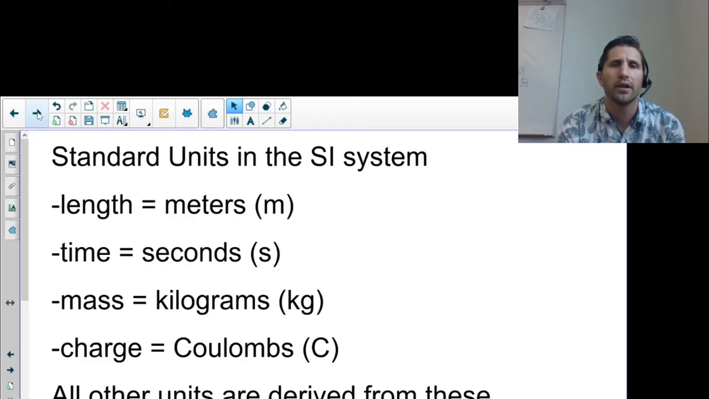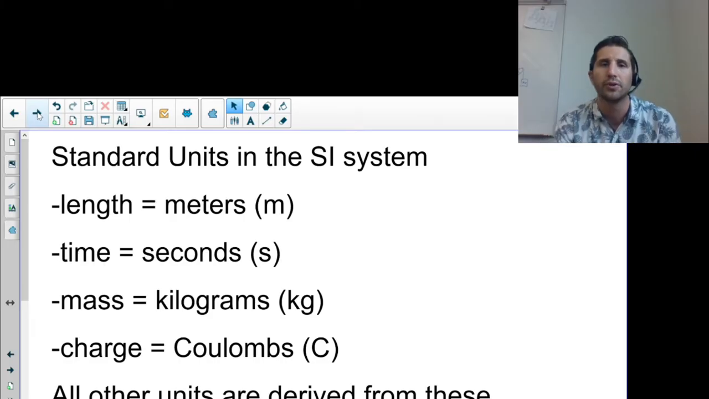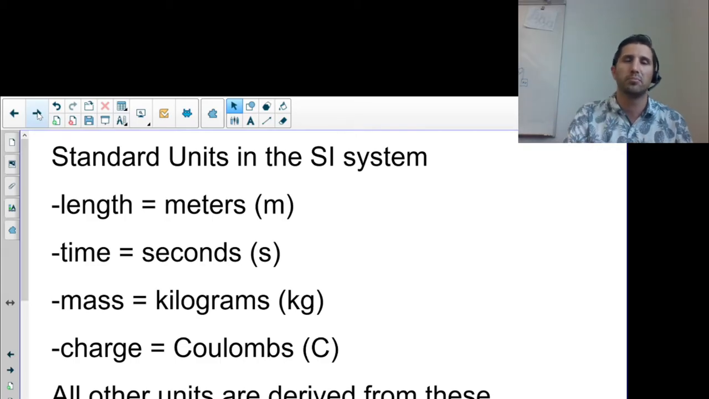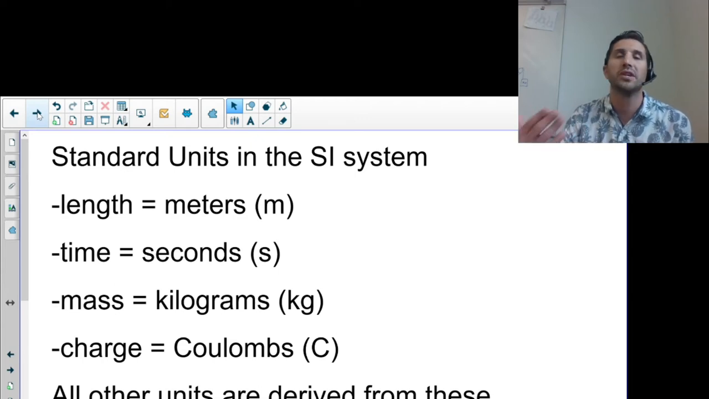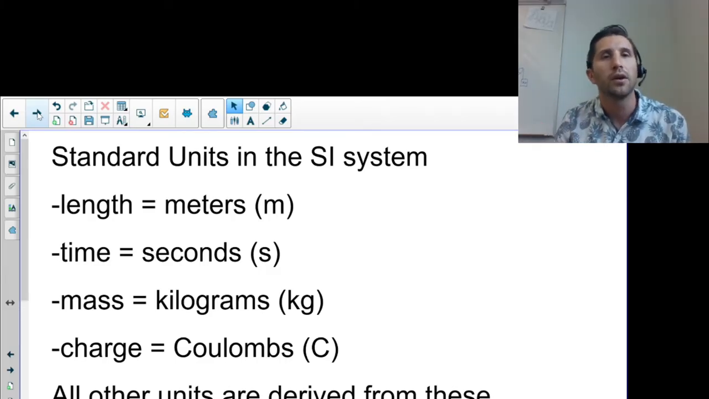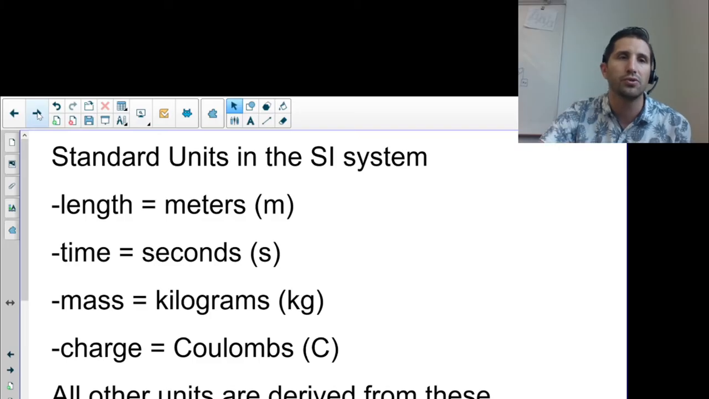And then the standard unit for electric charge is the coulomb. It's named after Charles Coulomb. We'll talk about coulombs when we get into electricity later on, so no need to really stress over that right now, but that is the standard unit. And then every single other thing we measure in science is going to be based off of these four. If we think about speed, for example, speed is in meters per second. Well, that's length and time. We take those units to do that.